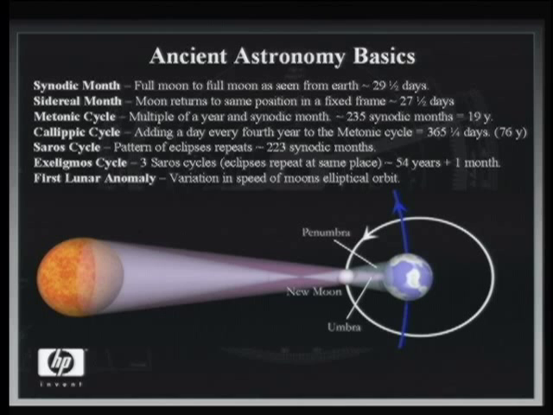And then the last thing that the Antikythera mechanism shows is what's called the first lunar anomaly, and that is that the orbit of the moon is not perfectly circular. It's somewhat elliptical, and so the moon speeds up and slows down. That's called the first lunar anomaly. And believe it or not, this mechanism even predicts or demonstrates that anomaly.